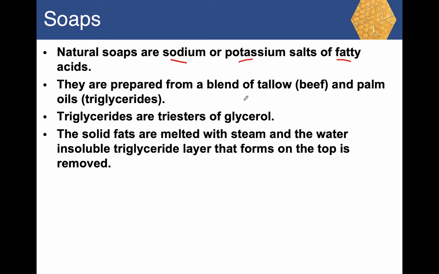Soaps are prepared from a blend of beef tallow and palm triglycerides. We'll see what triglycerides are in a second. As the name implies, tri means three fatty acids linked together in one molecule. As shown here, triglycerides are triesters, so they're bonded by ester functionality. Solid fats are melted with steam, and the water-insoluble triglycerides form and are removed. So in other words, this is how soap is made, as shown on the next slide.